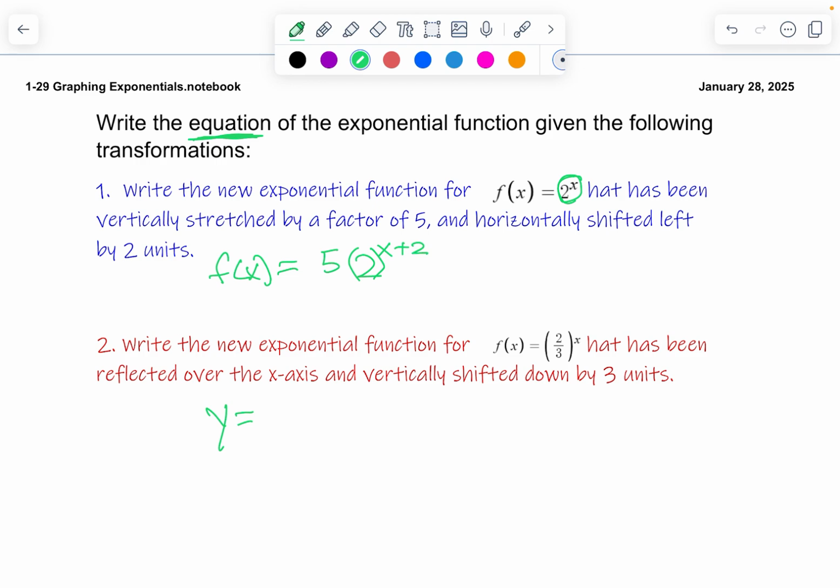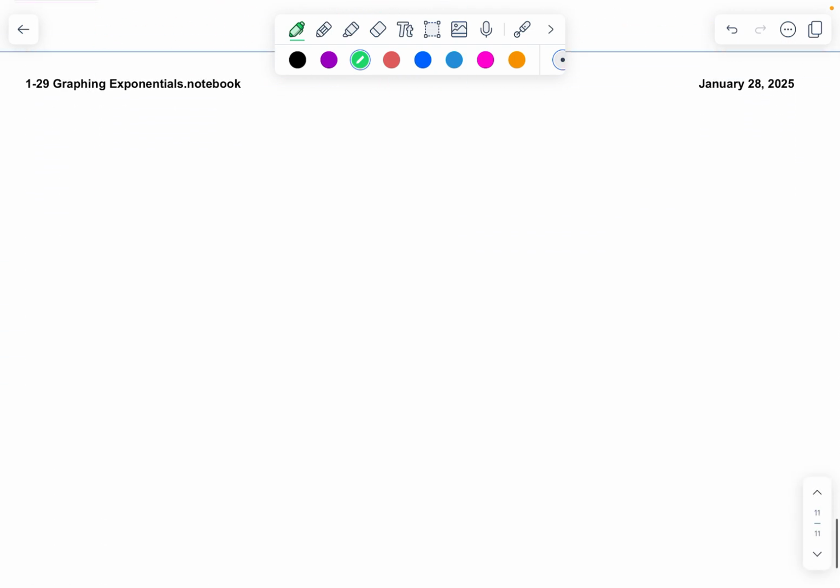And this next one, write a new exponential function for f of x equals 2/3 to the x. So again, I'm going to do 2/3 raised to the x. That has been reflected over the x-axis, so that's a negative, and vertically shifted down by 3 units. You don't really need the vertically, but you could just say shifted down, and that would be a negative 3. And I know that I've left off the t for these 2 words there. And that is it.